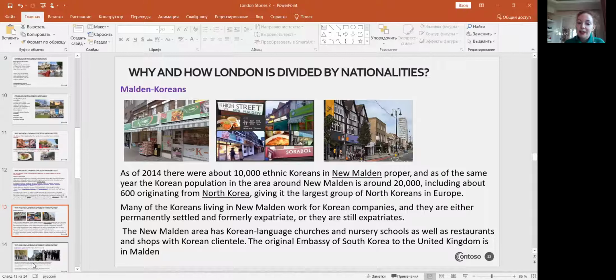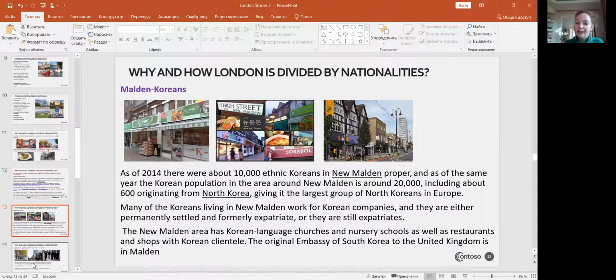Koreans. So it's quite far from the center of the city. It's called Small Korea. And as of 2014, there were about 10,000 ethnic Koreans in New Malden proper. And as of the same year, the Korean population in the area around New Malden is around 20,000 already, including about 600 originating from North Korea, giving it the largest group of North Koreans in Europe.